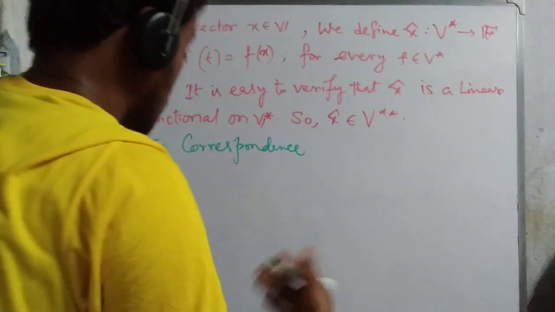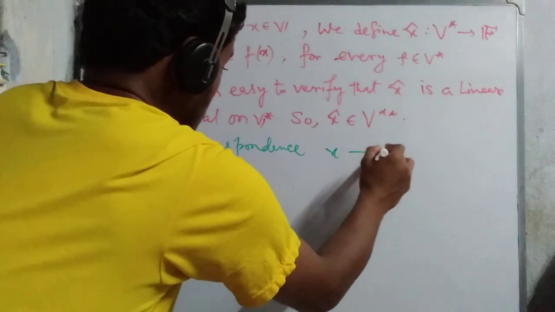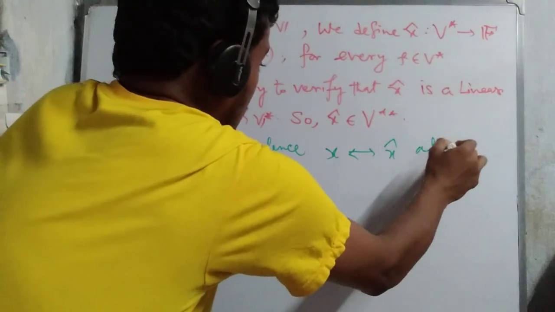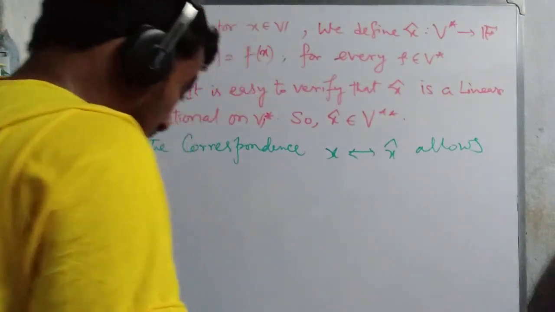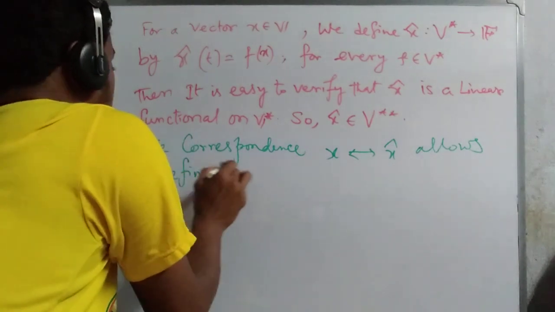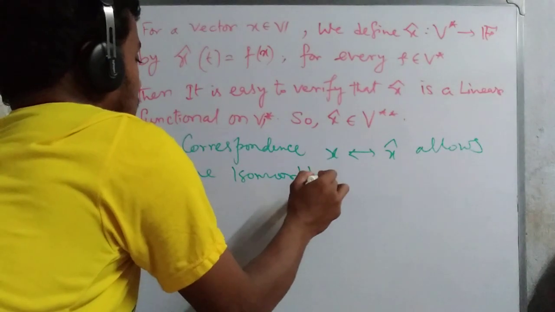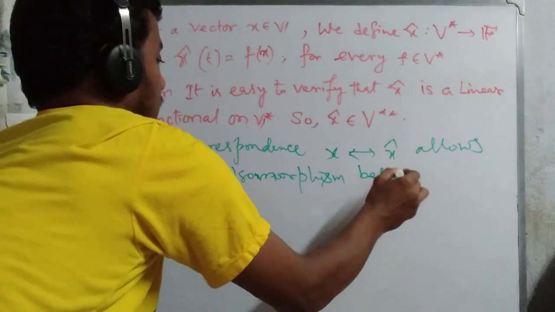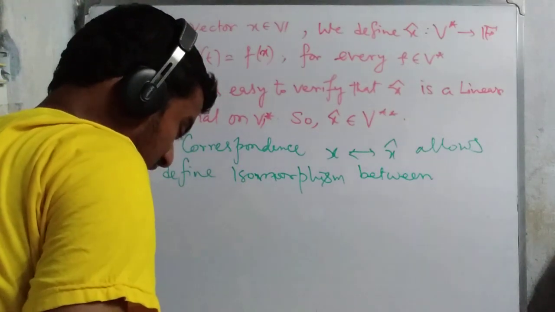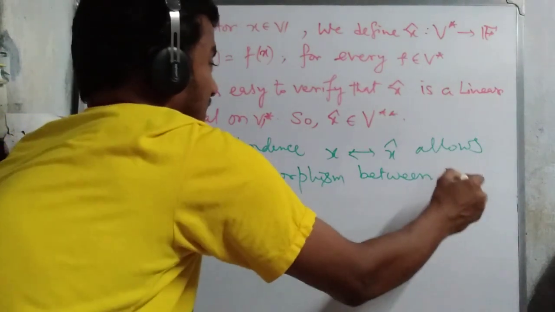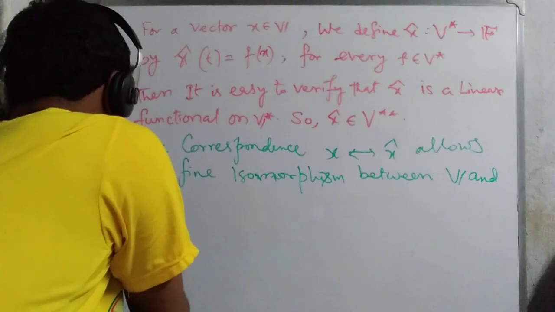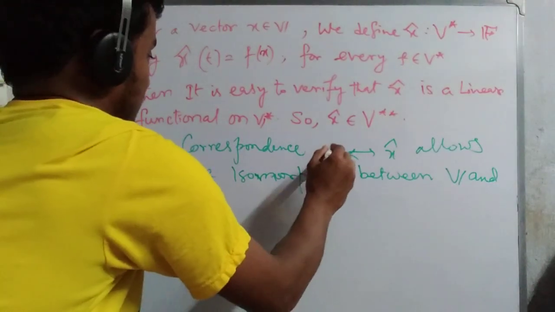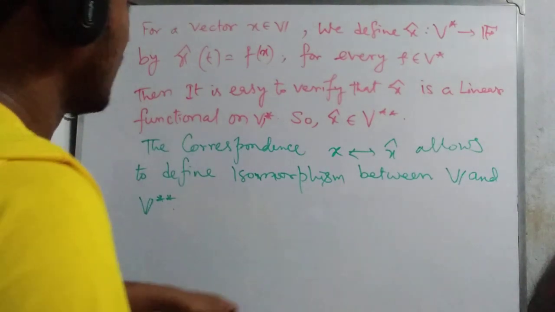So this correspondence, x to x cap, allows us to define an isomorphism between V and V double star. Understood?